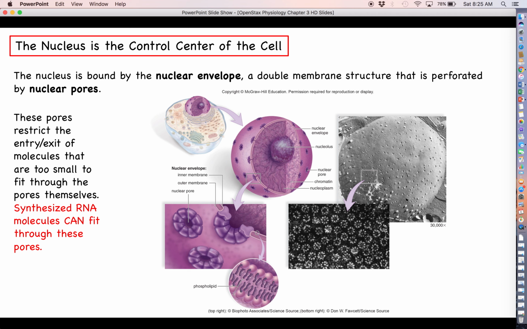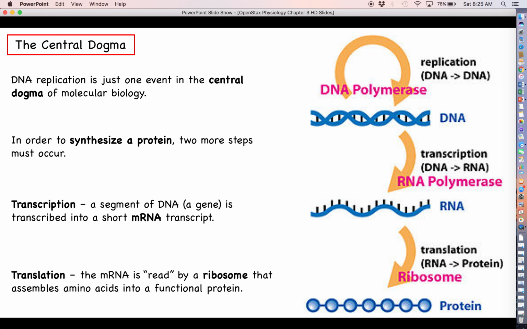Something that is definitely small enough to get into and out of the nucleus are synthesized RNA molecules, especially messenger RNA. This is going to be extremely important when we start talking about protein synthesis, which is going to be the topic of our next video.